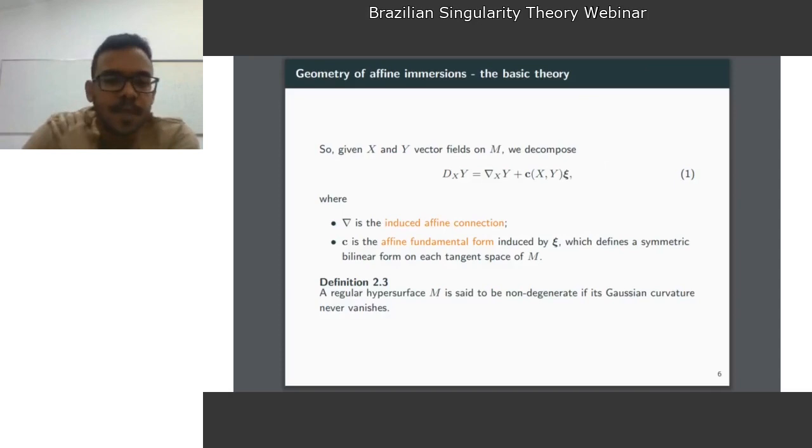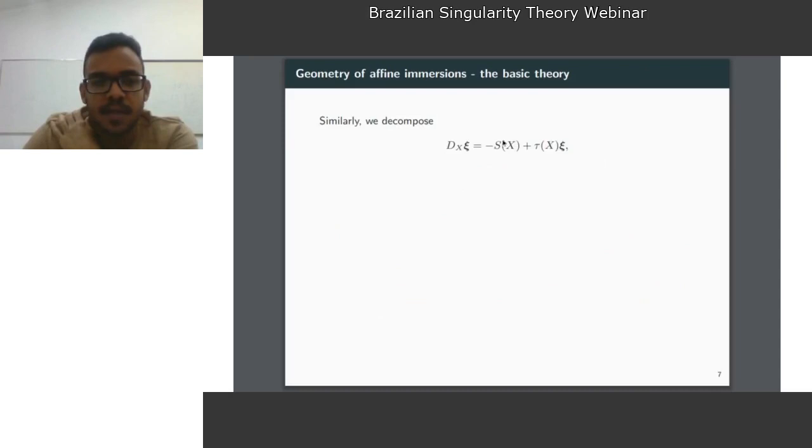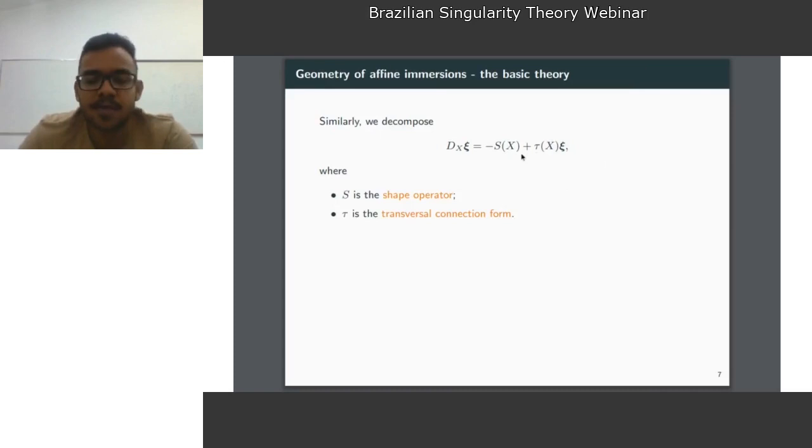Okay, we can also do something like this, considering the derivative of xi in a tangent direction X, and then we decompose this into a tangent component and a transversal component. Here on the tangent component, we have this operator S. This is a linear operator on each tangent space of M that we call the shape operator of xi. And here, tau is the transversal connection form associated to the vector field xi and to M.